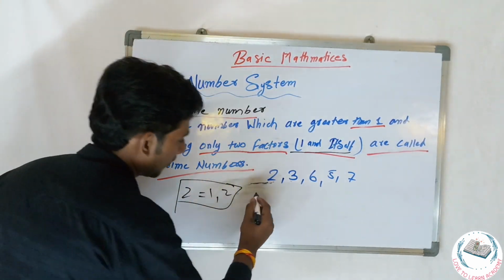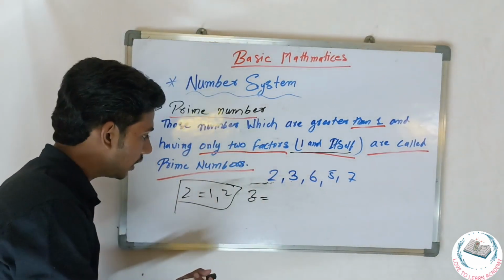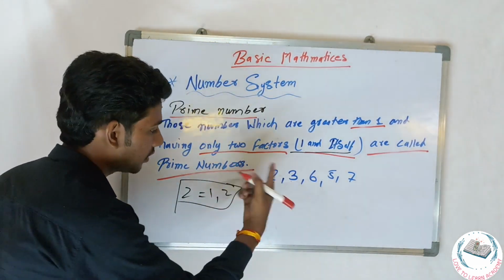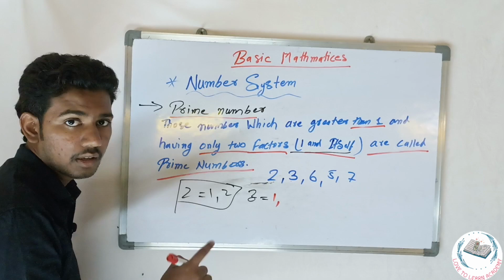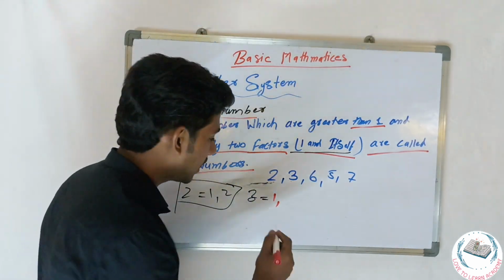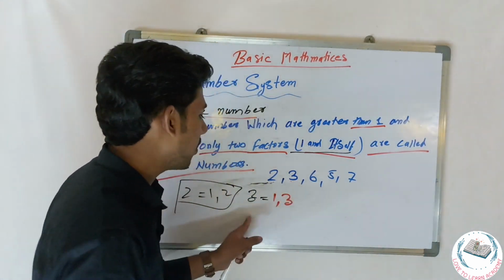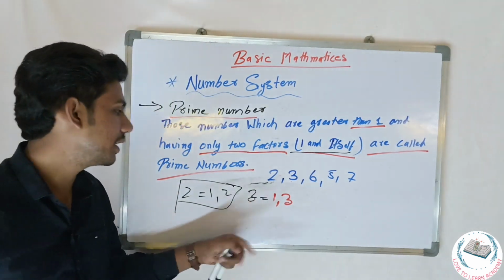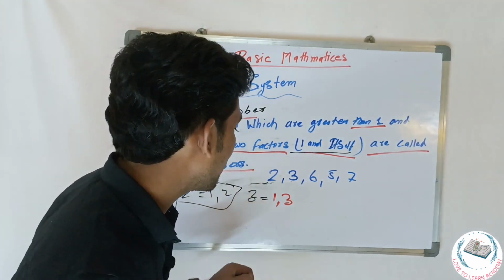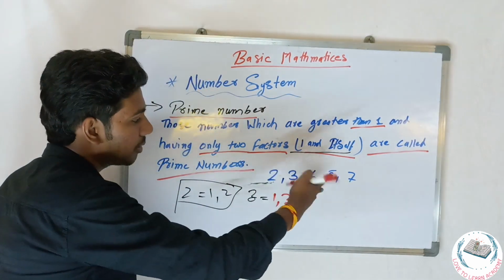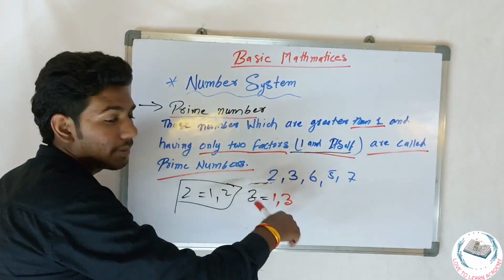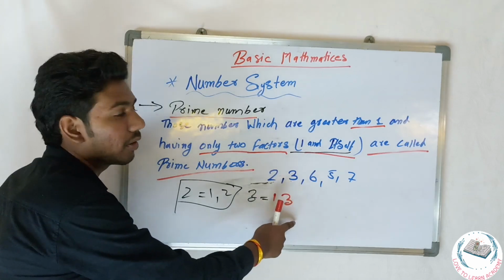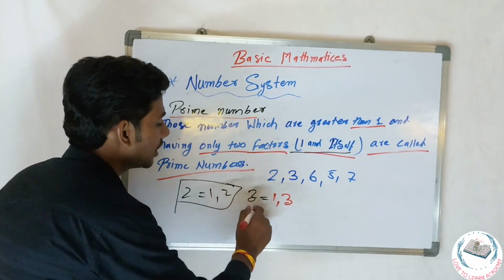Now talk about 3. What are the factors of 3? It will be 1 and 3. 1 and 3 will divide 3. Does any other number divide it? No. It is clear here. It will be a prime number, because it is divisible by 1 and itself only. So you can understand this. These are the prime numbers.